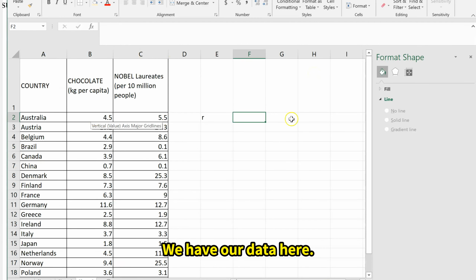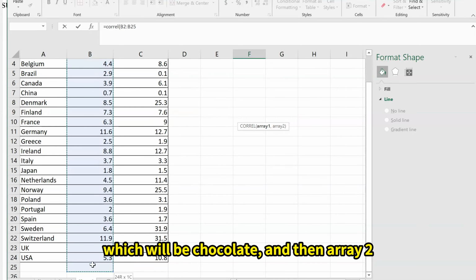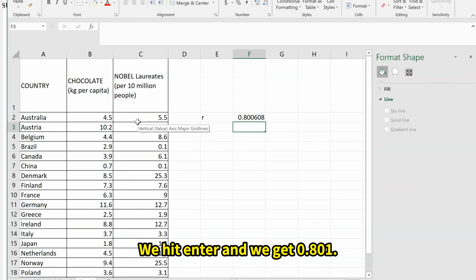We have our data here. I'm going to use our function in Excel, CORREL, and we'll click on array 1, which will be chocolate, and then array 2, which will be our Nobel laureates. And we hit enter and we get 0.801.